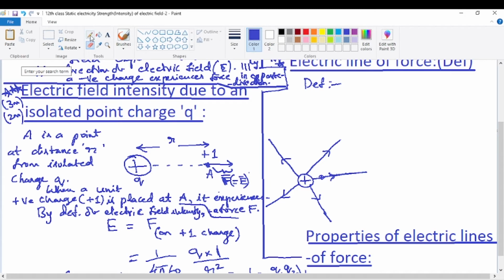Then what about a negative charge? It is easy to guess. For a negative charge, the lines of force will be like this. So this is a negative charge. Suppose you are putting a positive test charge here. Always, everything in electricity is defined using positive charges.